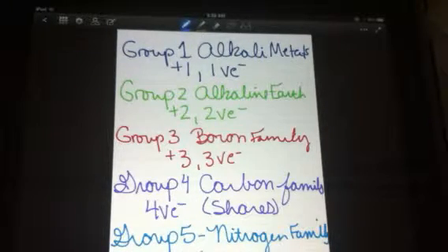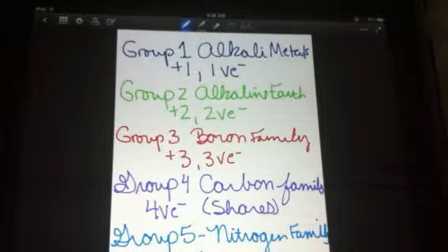Group 1 are called the alkali metals. They have a +1 charge and one valence electron. It's easier for groups 1, 2, and 3 to lose electrons than it is for them to gain them. Their atomic radius will also be larger than groups 5, 6, and 7.